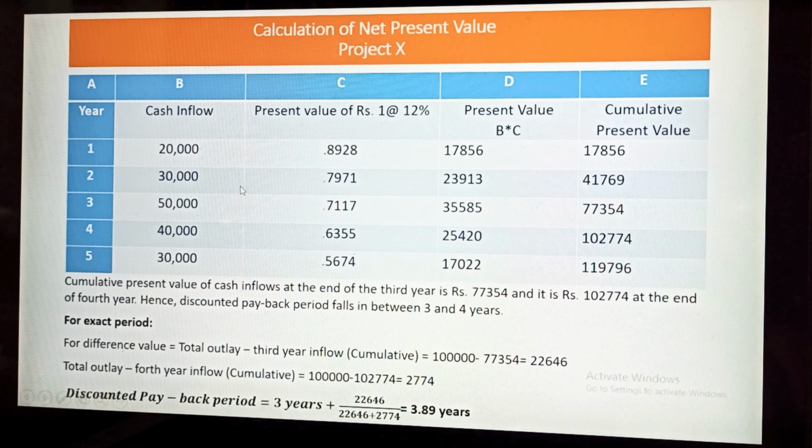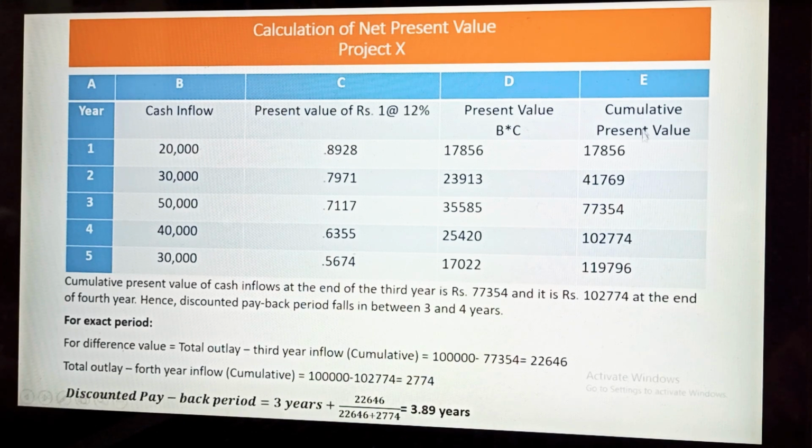Once you have completed this, in the D section you can check the present value. How will you find the present value? You have to multiply B into C. Once you multiply 20,000 by 0.8928, your amount will become 17,856. In the second year, 30,000, again you have to multiply by 0.7971, and the value will be 23,913. In the same way you have to compute all the values up to 5 years.